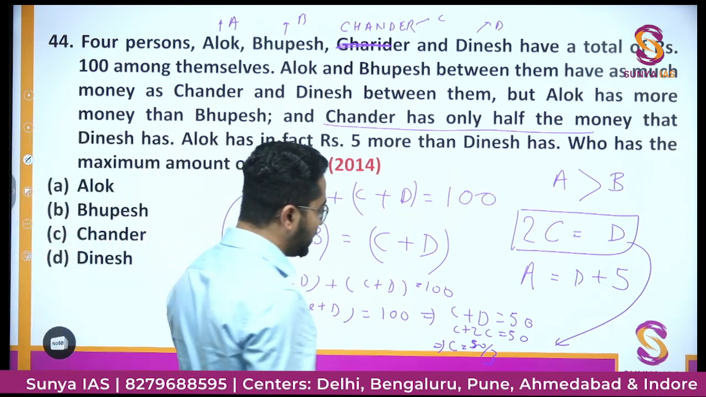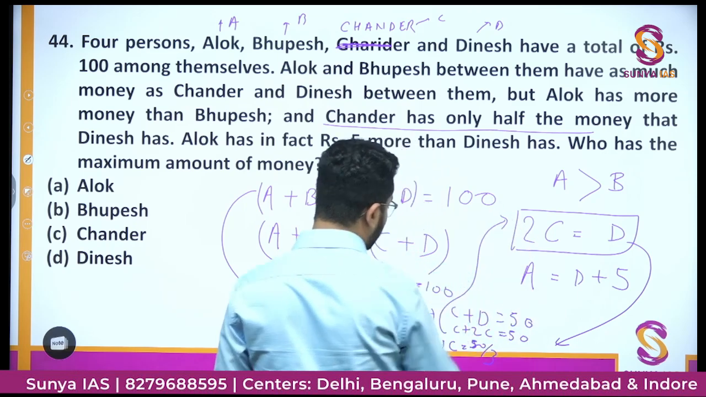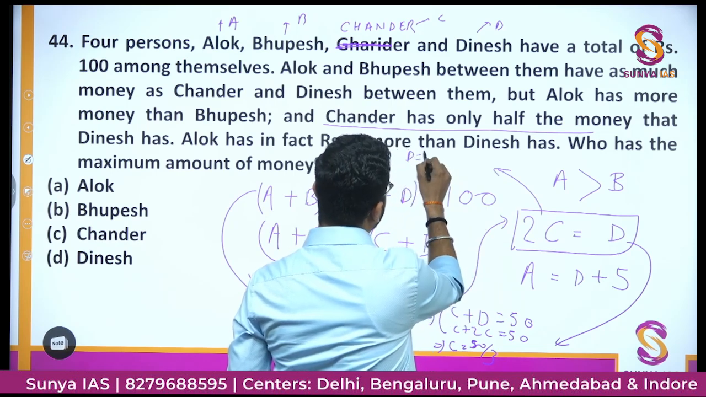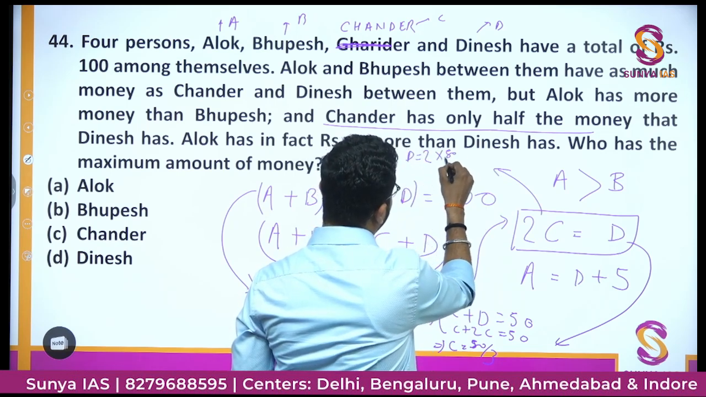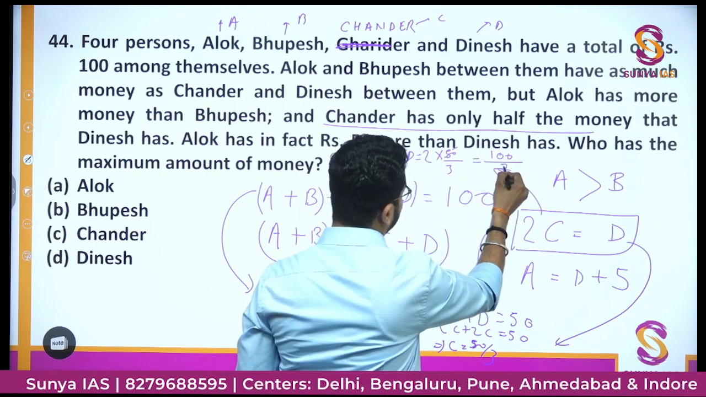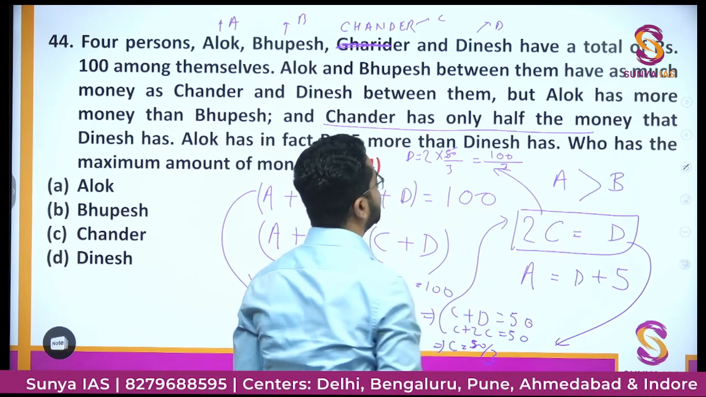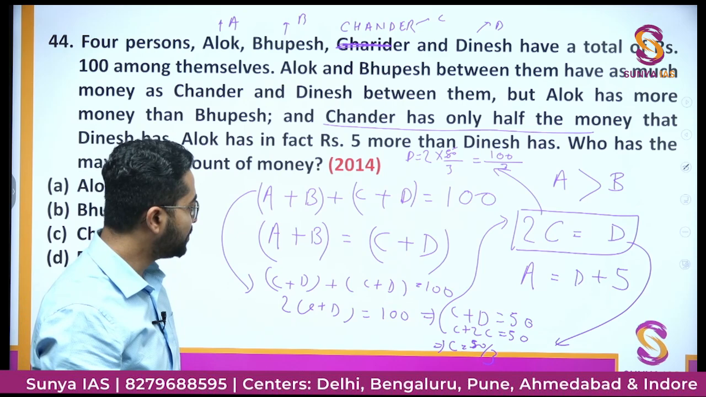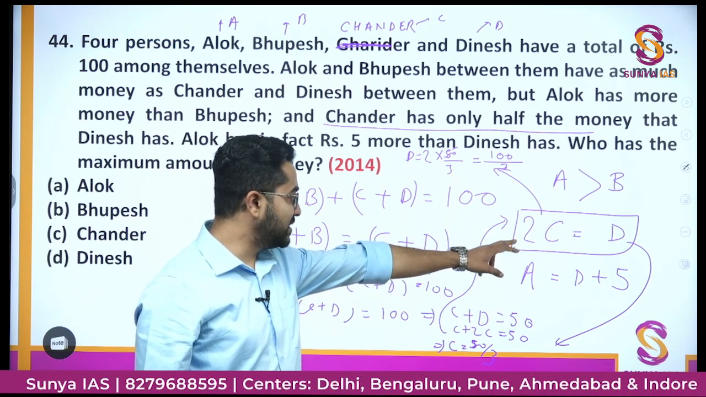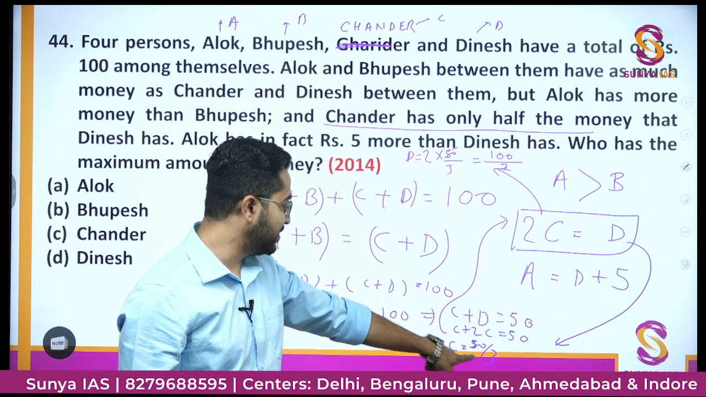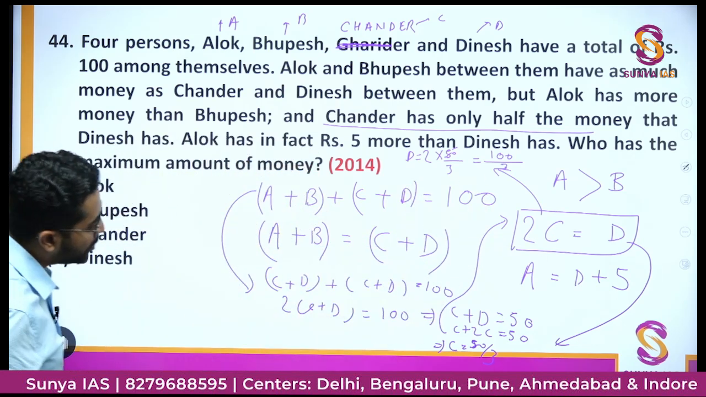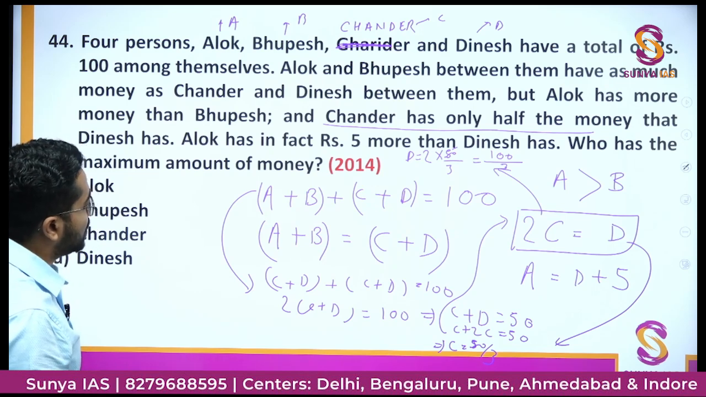If C is equal to 50 by 3, then we put the C value here. D is equal to 2 times C, C is 50 by 3, that is D is equal to 100 by 3. Fine. So how did we solve the equation? From here I took out C plus D. It is already given that 2C is equal to D. We replaced D with 2C. We found the value of C. Then we put the C value again here. Then we found the value of D.